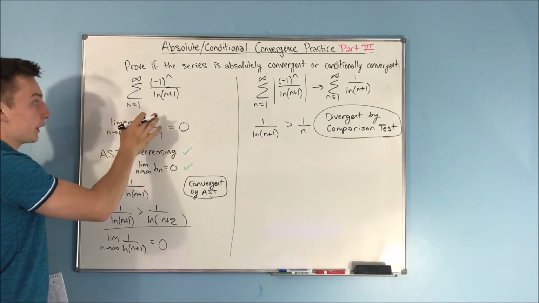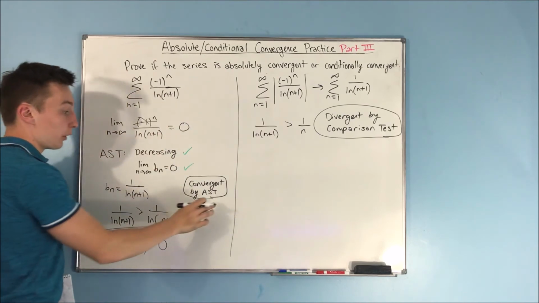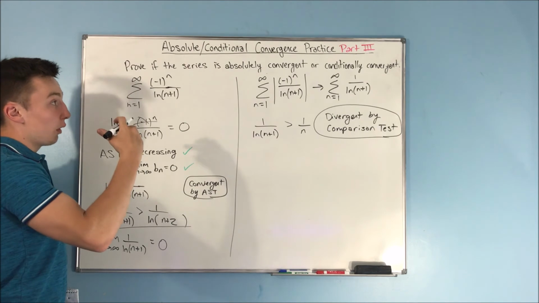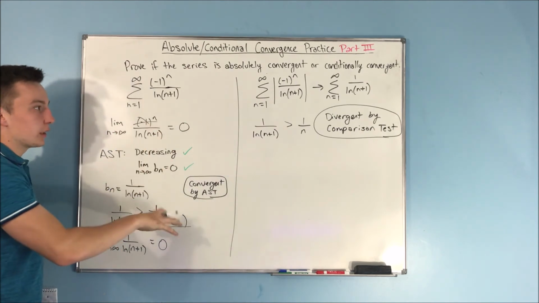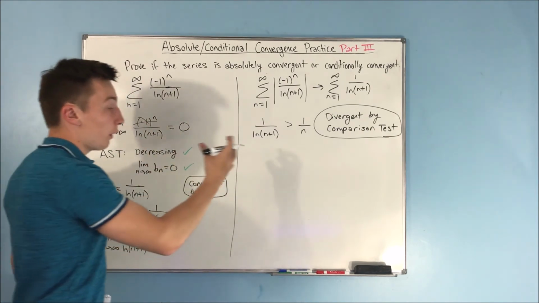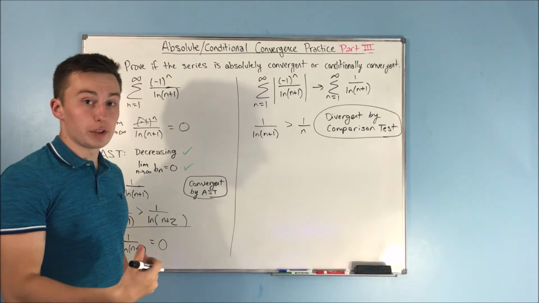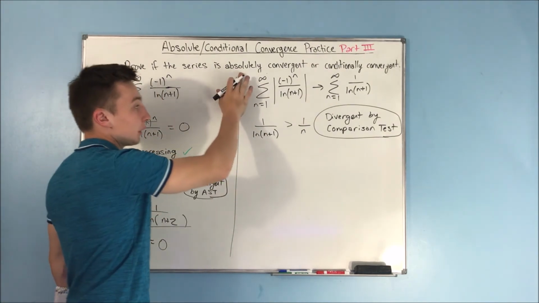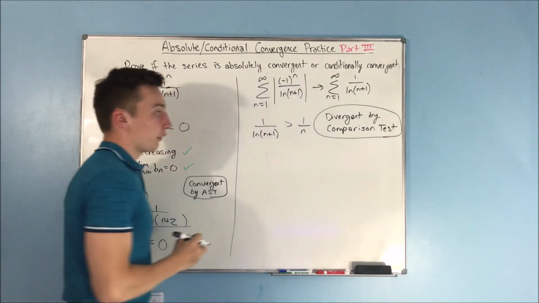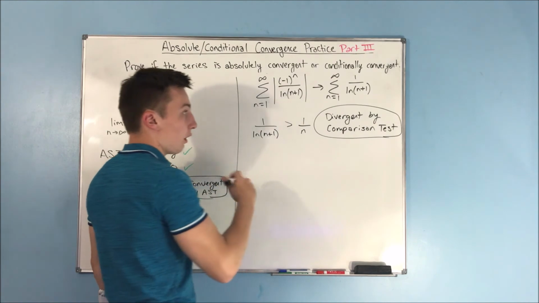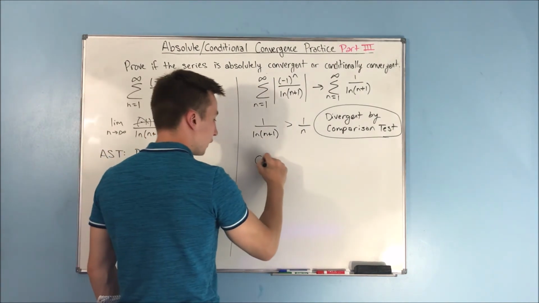Our original series here, we figured out that that was convergent by the alternating series test, okay? So that means, of course, we at least know that it is convergent. Now, if we take the absolute value of that series and prove whether that is convergent or divergent, that tells us whether it's absolutely convergent or conditionally convergent. Now, since we found it to be divergent, well, that means that it is going to be conditionally convergent.